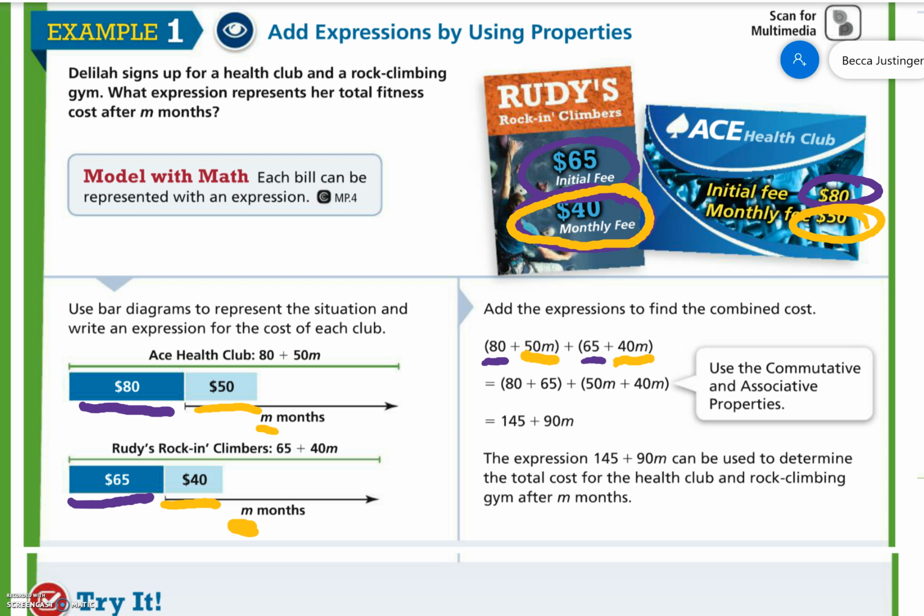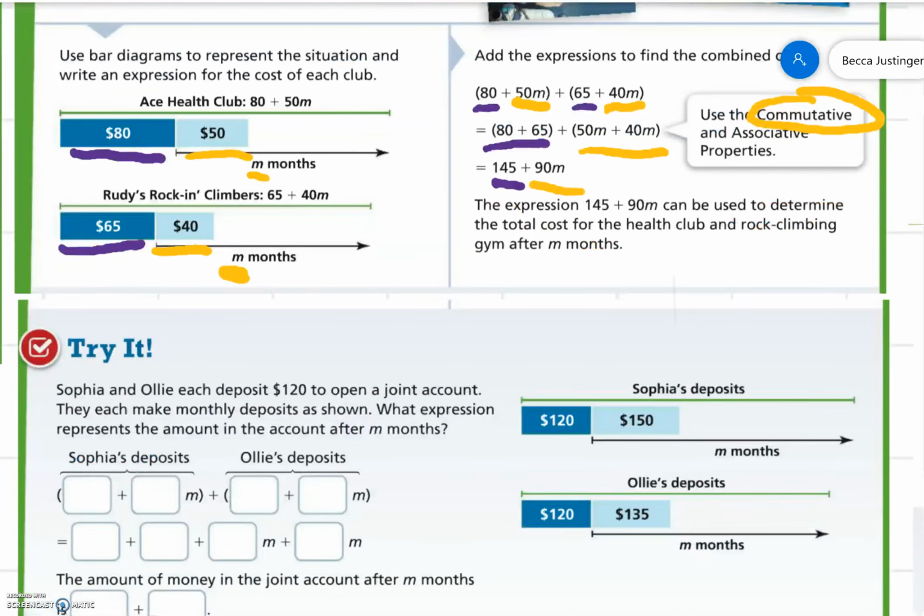We can use the commutative property to change the order. 80 plus 65, and 50M plus 40M. Well, 80 plus 65 is 145, and 50 plus 40 is 90. So the expression 145 plus 90M can be used to determine the total cost for the health club and rock climbing gym after M months.